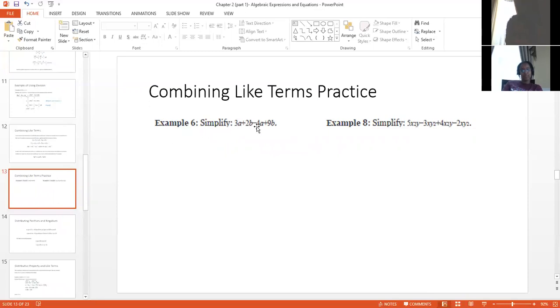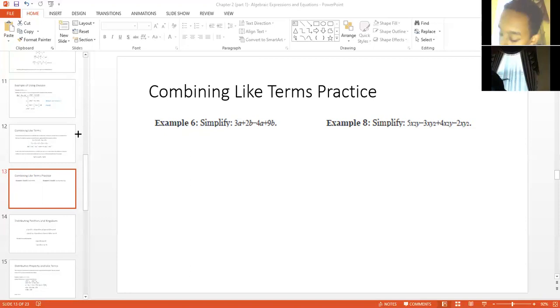Simplify 3a plus 2b minus 4a plus 9b. So rearrange it and identify the like terms. And done. Okay. So let's review this.